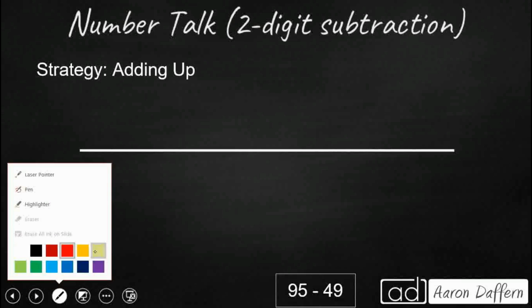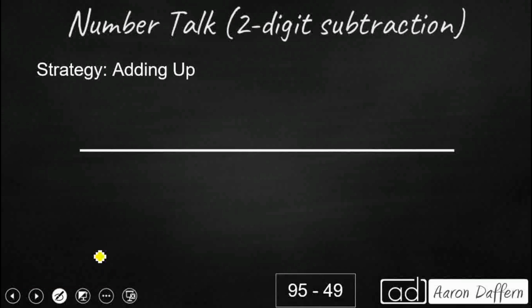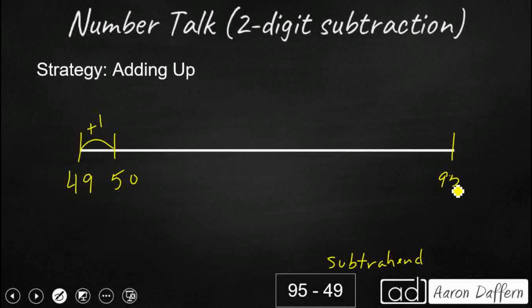So the first thing that we could have done is use a strategy called adding up. And what we do is we start with our subtrahend. That's our smaller number in a subtraction problem. And we're just going to take little addition jumps. We're going to try to first get to the next 10. And that's going to be just a +1 jump. Ultimately, our goal is to get all the way over here to our bigger number, which in a subtraction problem is called the minuend.